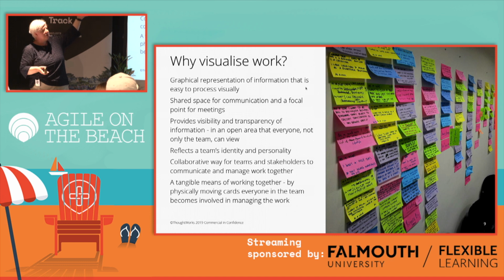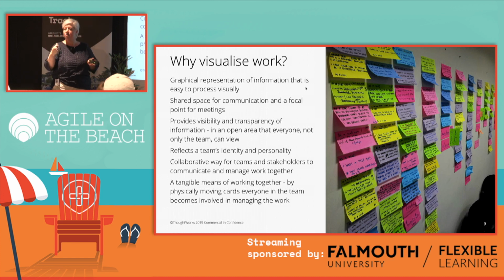You've got the opportunity to communicate with a wide range of people, not just those that you're immediately working with, so stakeholders. You've got a focal point for meetings, so you can gather people around that wall and discuss what you see on it. What's quite important is you can actually tangibly pick things up and move them, which really means that people buy in to actually using that wall as well.